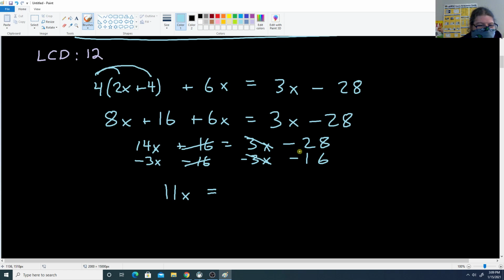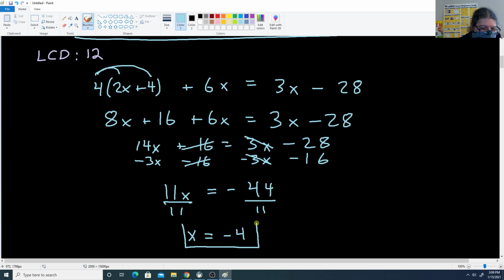That will equal, we have negative 28, we take away another 16. So negative 28 take away 16 is going to end up being negative 44. And now we can divide by 11 to get the x completely by itself. And negative 44 divided by 11 is negative 4. So we get x, in this case, is just negative 4.